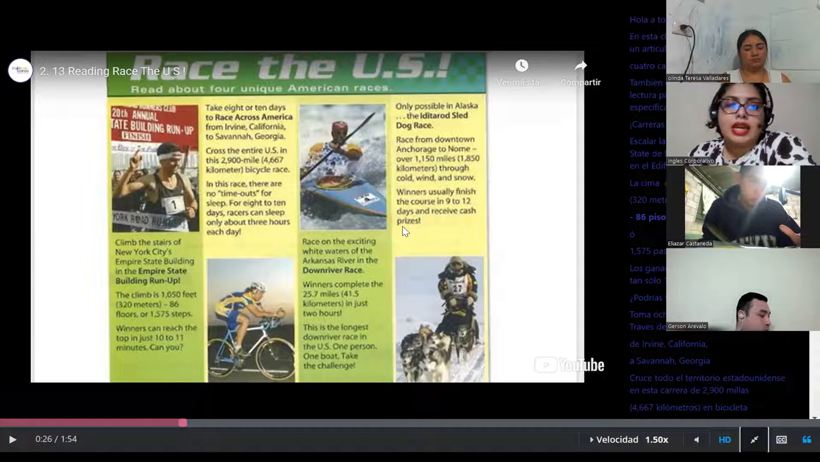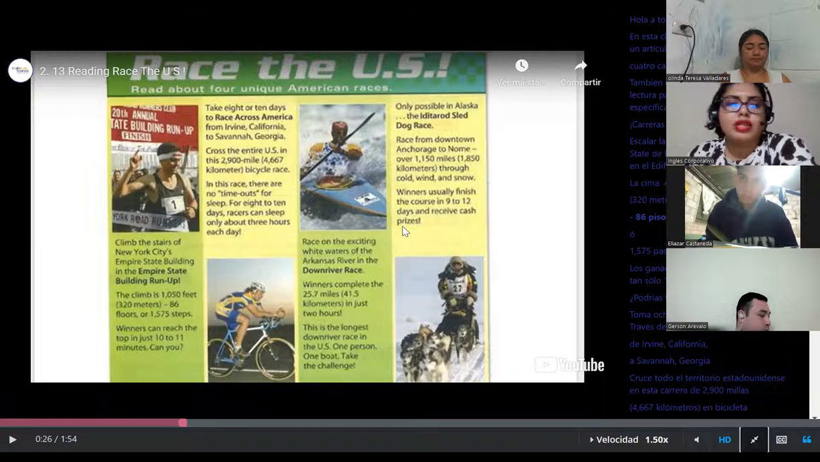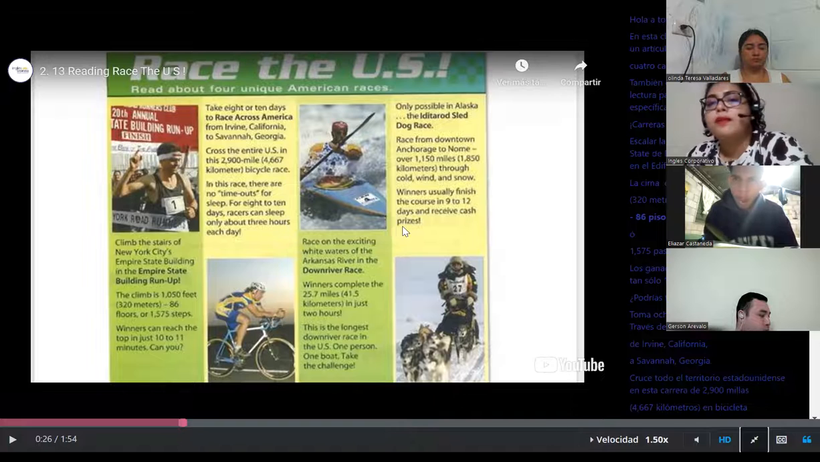Next one. Take 8 or 10 days to race across America from Irvine, California to Savannah, Georgia. Cross the entire U.S. in this 2,900 mile, relative to 4,667 kilometers, bicycle race. In this race, there are no timeouts for sleep. For 8 to 10 days, racers can sleep only about 3 hours each day.